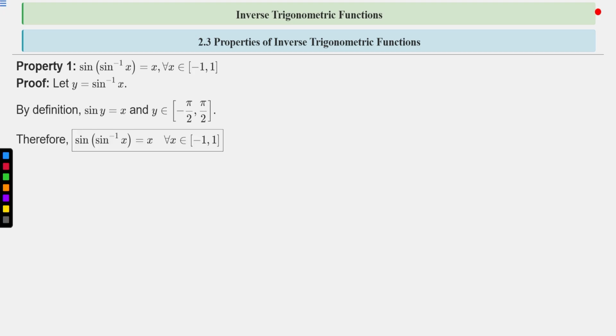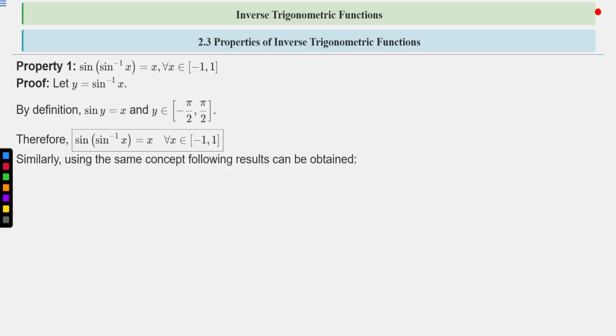Therefore, we can say that sine of sine inverse x is equal to x for all x belongs to -1 to 1, right? Sine of sine inverse x is equal to x because y is equal to sine inverse x, right? We know that y is equal to sine inverse x.